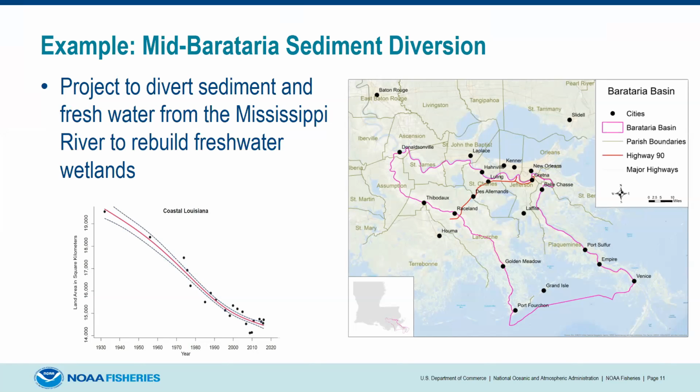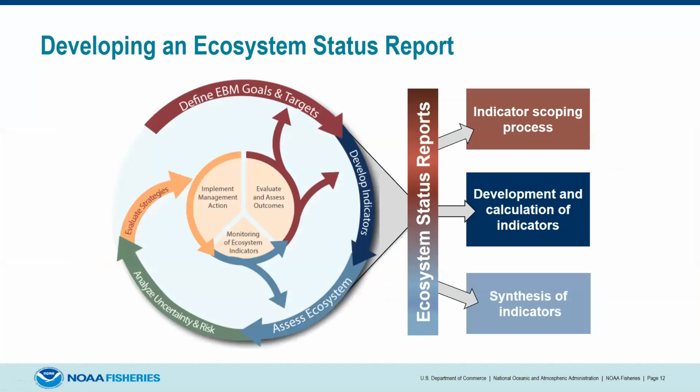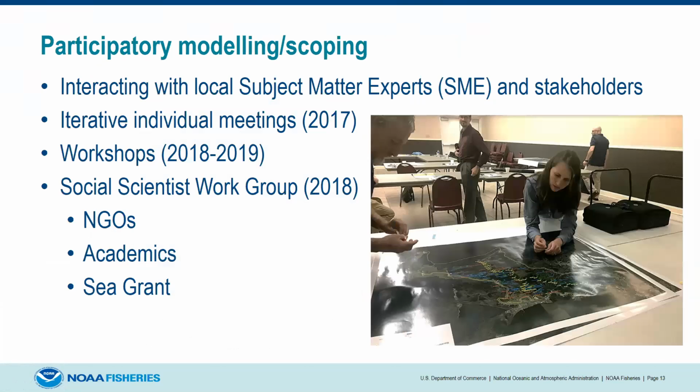to rebuild freshwater wetlands. Because due to all of the human development in the area, they've blocked off a lot of the natural sediment deposit, and so you can see here on this figure on the bottom left, quite a rapid decline in land area in the Mississippi Delta. And so they're using this to develop an ecosystem status report, and embedding in that, of course, the scoping process, the development and calculation of indicators, and synthesis of indicators.